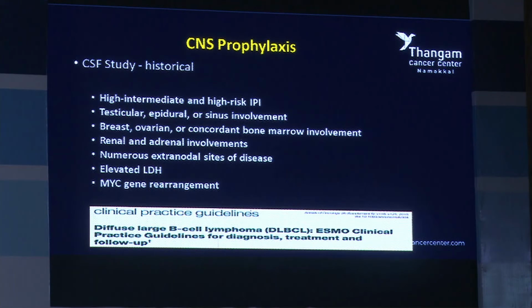Topic of debate, CNS prophylaxis. Historically, who do we tell to do a CSF study? High-intermediate or high-risk IPI, testicular, epidural, sinus involvement, breast, ovarian, concordant bone marrow involvement, renal and adrenal involvement, numerous extranodal disease, elevated LDH, and c-MYC gene rearrangements.